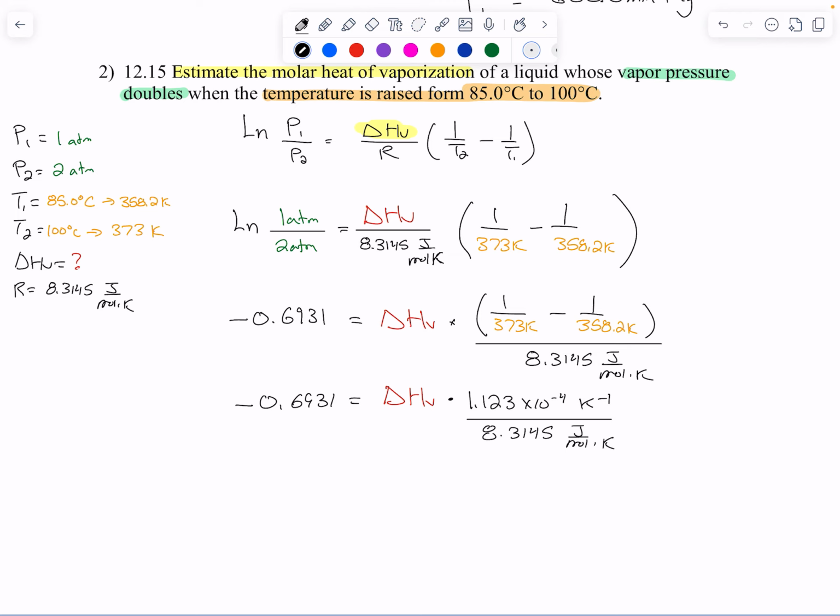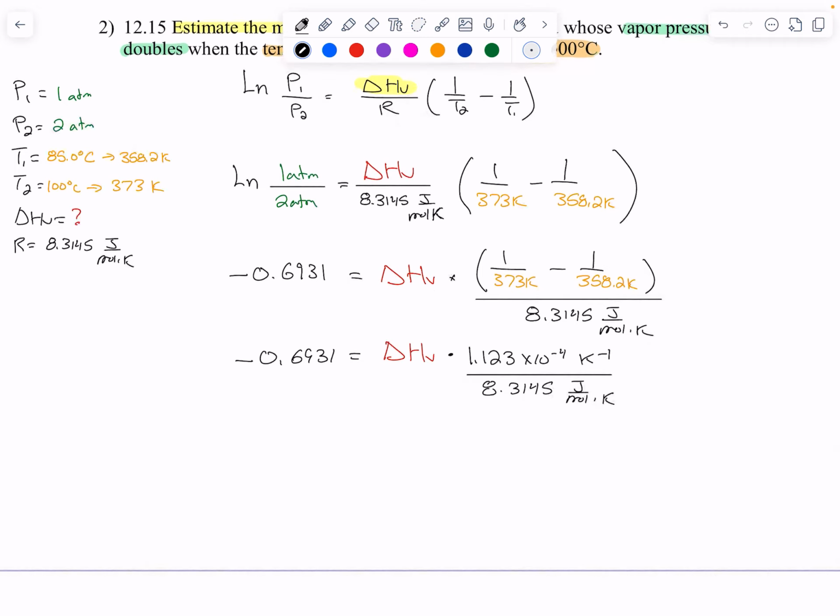All right. And so now what do we do? Now I can take all of this and move it over. How am I going to do that? We're going to take our 0.6931 divided by 1.123 times 10 to the negative 4 Kelvin to the negative 1, all over 8.3145 joules per mole Kelvin, equals delta HV.